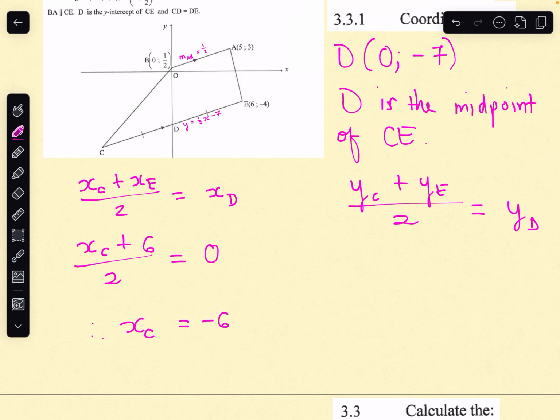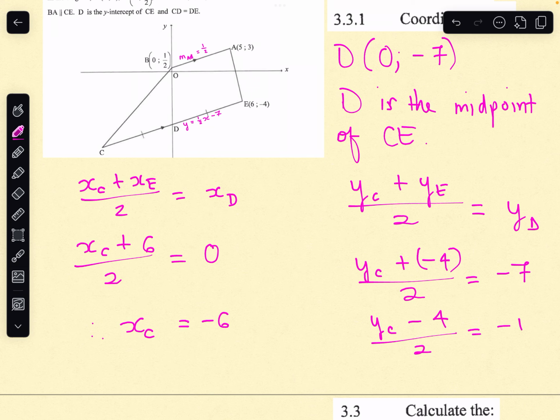Okay, so let's apply a similar process to find the y-coordinate of C. So y-coordinate of C plus y-coordinate of E divided by 2 must give us the y-coordinate of D. So y-coordinate of C minus 4, divided by 2, is -14. And not -14, what am I saying? Is equal to -7.